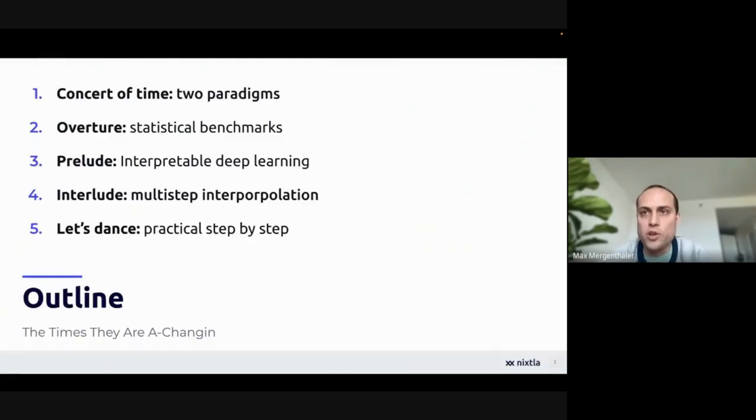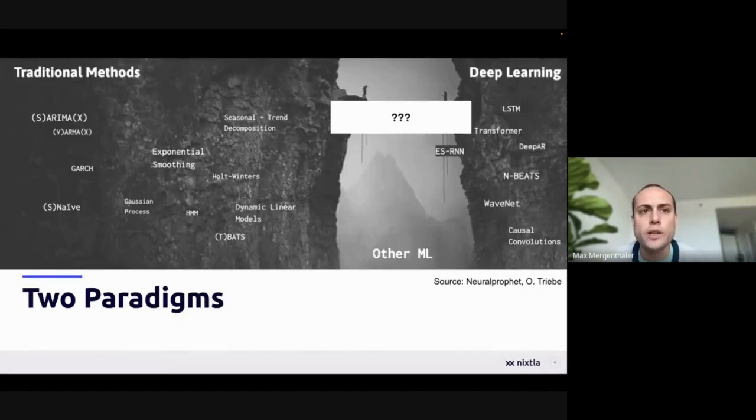So in this musical theme, which is also very well suited for Austria and the city of Vienna, this is the outline for today's concerto. We are going to have a brief introduction about the two paradigms in the field. Then the overture is going to be statistical benchmarks and the importance of having strong baselines when doing forecasting tasks. Then we're going to spend some time on the theme of interpretable deep learning techniques and how we at Nixla thought about that problem and tried to expand one very important contribution to the field. Then the interlude is going to be N-HiTS, the multi-step interpolation technique that was developed by the team. And at the end, we're going to have a dancing session where Federico, or Fede, is going to guide us through a practical step by step.